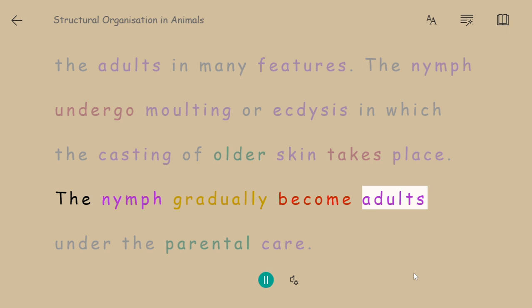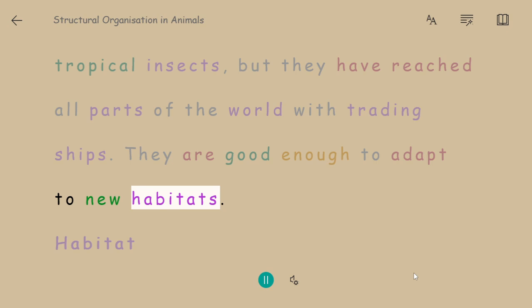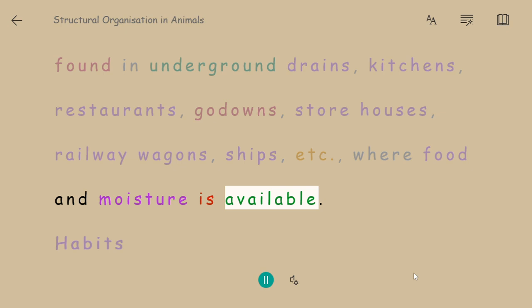Cockroaches are tropical and subtropical insects, but they have reached all parts of the world with trading ships. They are good at adapting to new habitats. Habitat. Cockroaches inhabit warm, dark and damp places. They are commonly found in underground drains, kitchens, restaurants, godowns, storehouses, railway wagons, ships, etc., where food and moisture are available. Habits. Cockroaches show some peculiar habits.